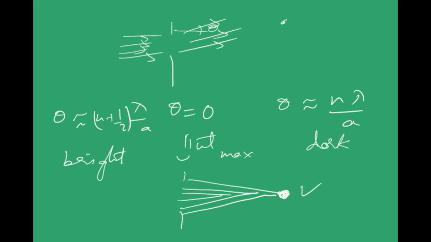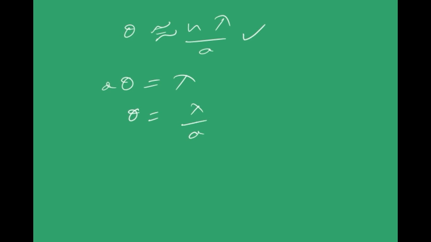Now, next we'll discuss this case about dark spots. They are found when theta is given by n lambda by a, of course, approximately. Now, what happens here? Observe this. I know that my path difference is given by a theta. We just discussed it now. If that will be equal to lambda, what happens? Or more generally, take theta equal to lambda by a, that is, I put n equal to 1 in this equation. For that case, observe this.